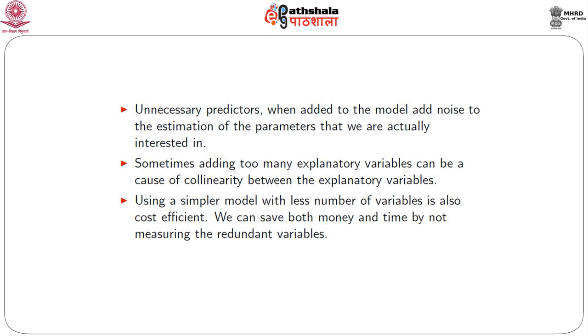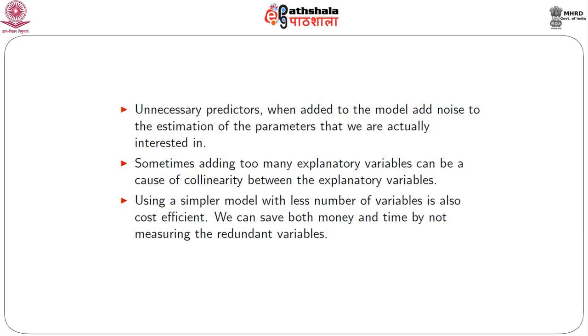Now, if we have unnecessary predictors, when they are added to the model, they add noise to the estimation of the parameters that we are actually interested in. If you remember the way we had written the multiple regression model, it looks like y equals beta naught plus beta 1 x1 plus beta 2 x2 plus ... plus beta p xp plus epsilon, where epsilon is our error term and x1, x2, ..., xp are the p regressor variables or predictor variables, and in addition to these we have their corresponding regression parameters beta 1, beta 2, ..., beta p.